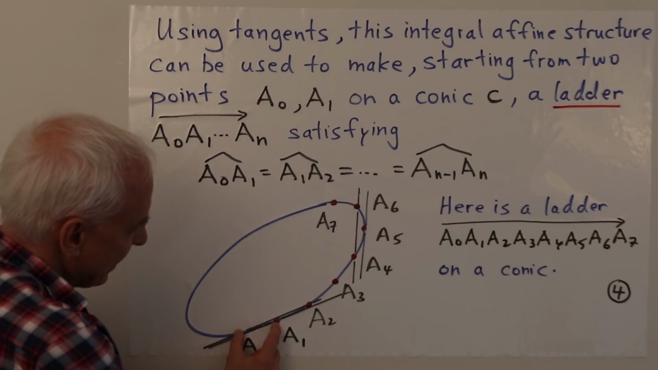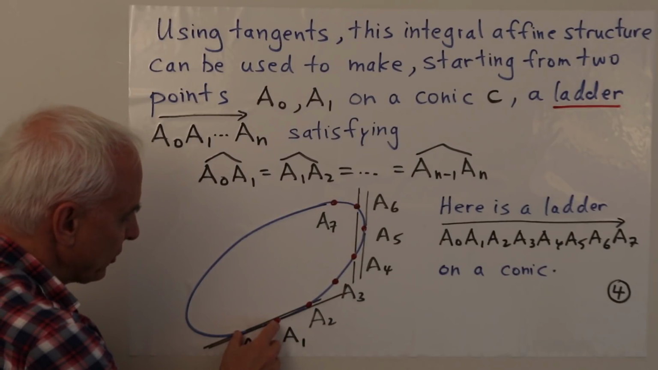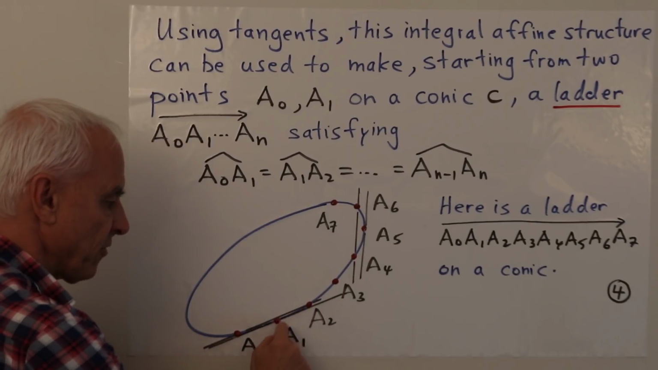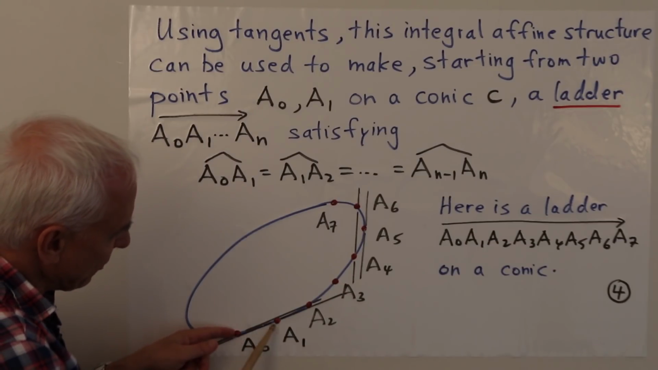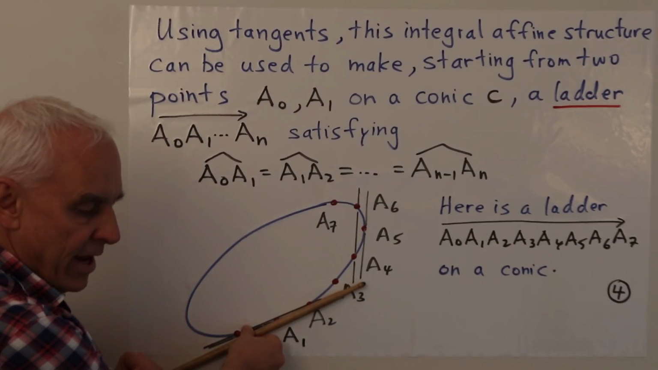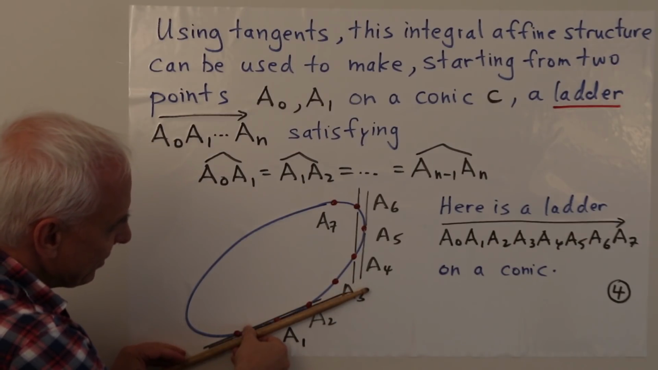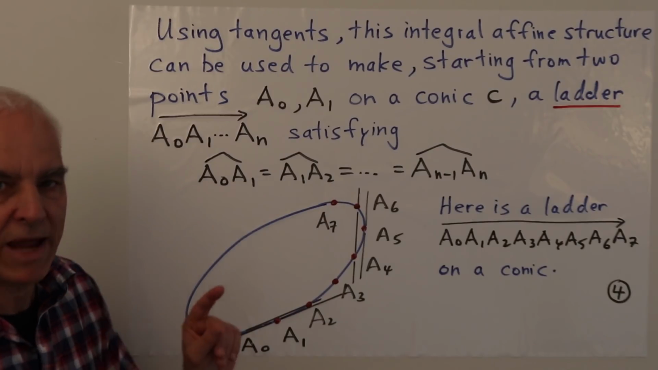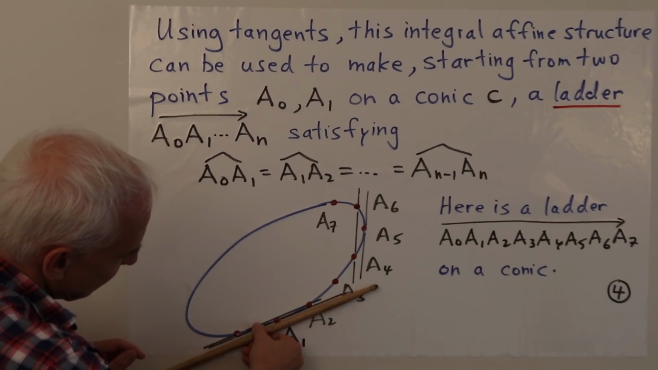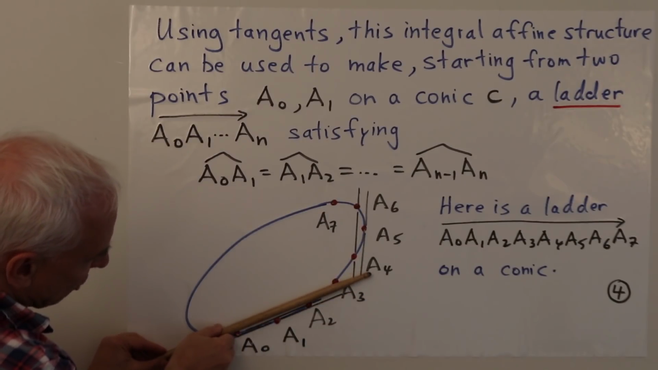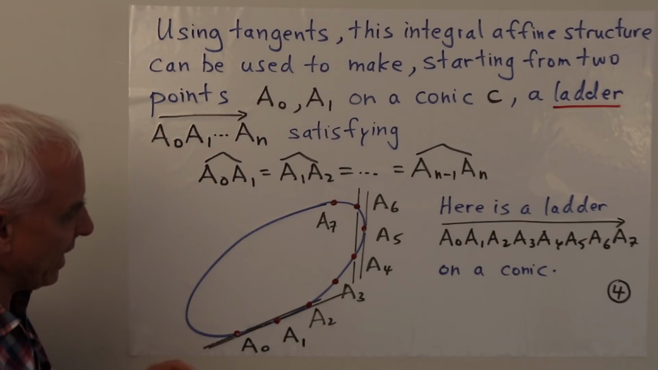So we start with A0 and A1. How do we create A2 so that this vector from here to here is the same as this vector from here to here? Well, we take A0 and A1 and we look at the tangent to the conic at A1. And then we form a line through A0 which is parallel to that tangent at A1. They're a bit close together here. So the tangent at A1 and then the line through A0 parallel to that will be just a little bit above it and will intersect at a new point A2.